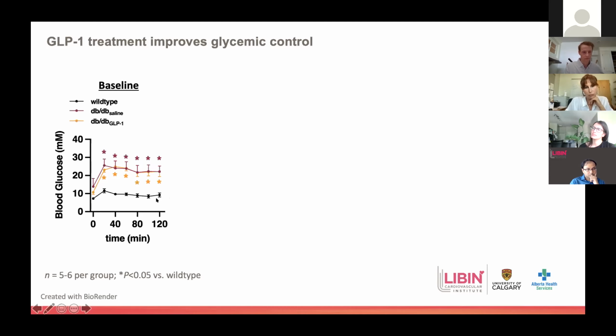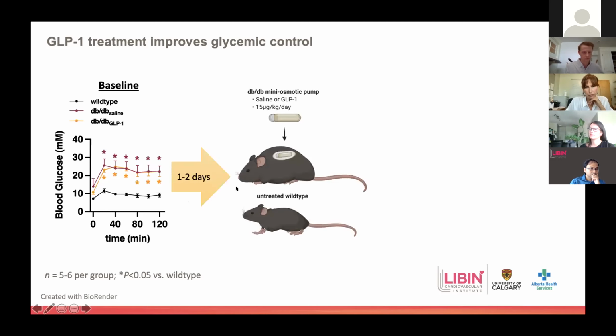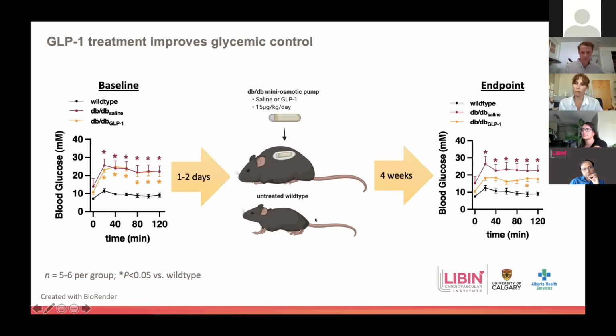We can see clearly that the DB animals are quite hyperglycemic compared to wild types. We then assign the DB animals to either saline or GLP-1 osmotic pump groups, and they're also caged with their untreated wild type littermates. These are then monitored for 4 weeks, and we repeated the oral glucose tolerance test, where we can see that the GLP-1 actually did help their glycemic response to the glucose challenge, just not quite down to the healthy wild type levels.